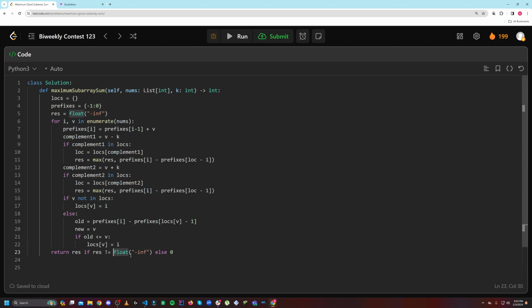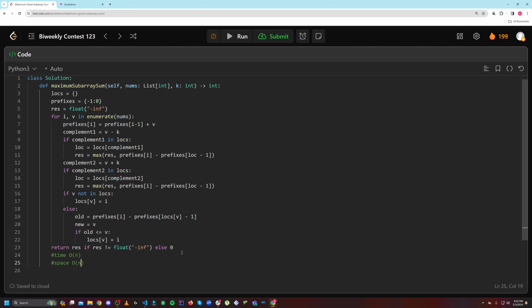Then finally at the end, you just return your result if it's not negative infinity, if we did find something. If it is negative infinity, we didn't find anything, so we just return 0. And so this is going to be O of n runtime. And the space is going to be O of n for the prefix sum. You could do some stuff like write over your nums array if you wanted O of 1.